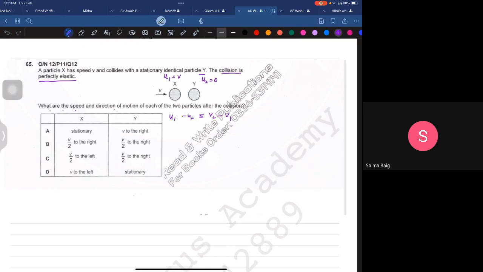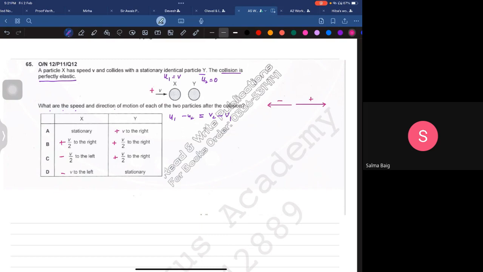Again, I'll start the question by taking directions. I'm going to take this side as positive and this side as negative. Fair enough. What you do next is you start applying. On this side, U1, you will take this as positive. Everything to the right, just write positive on it. Left is negative, and stationary is zero, so it doesn't have any particular direction.